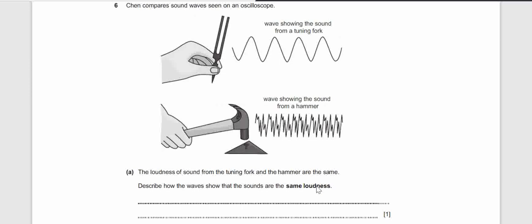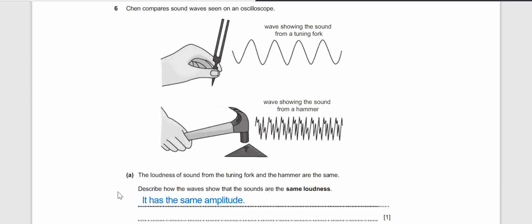Alright guys, are you done? Let's check out the answers. So we can see that the waves have the same amplitude. Well, amplitude is the distance from the middle line up to the peak or to the bottom. So the red line is the amplitude from the middle line to the peak. And if we make this one here, the distance from the middle line to the top and to the bottom is the same. So that's why they have the same amplitude.